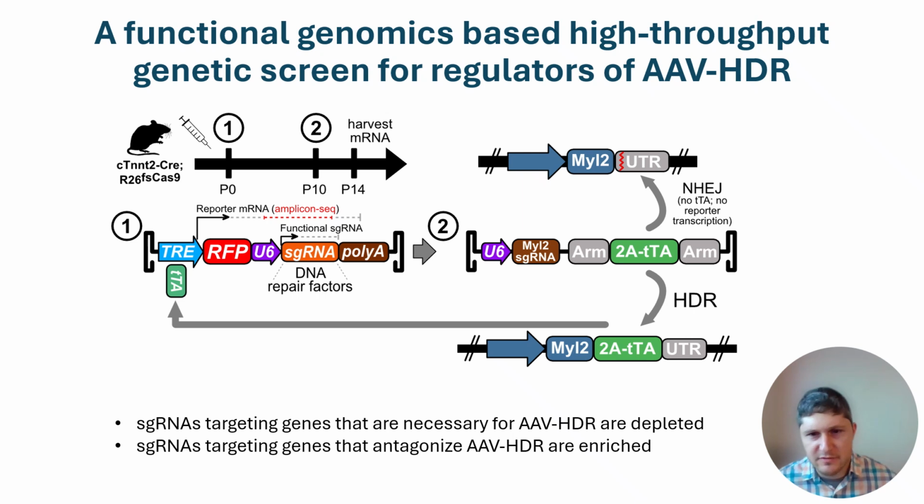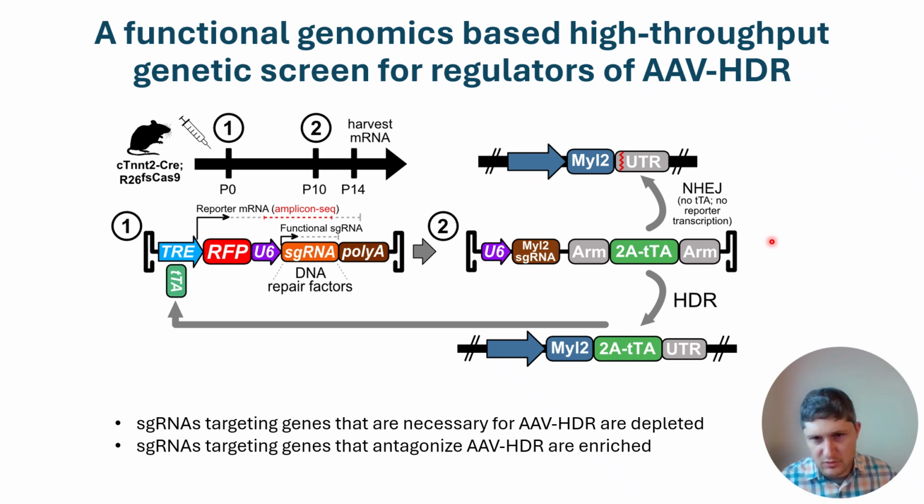Okay, and so this is the full genetic screening strategy. This is a novel functional genomics-based assay. And again, just to recap, we're delivering a library of guide RNAs to newborn mice expressing Cas9. This creates the mutations. We're then waiting 10 days to allow for depletion of the protein, and then we're injecting a second virus, and this virus carries a HDR donor template for insertion of the transcriptional activator TTA into the MYL2 locus.